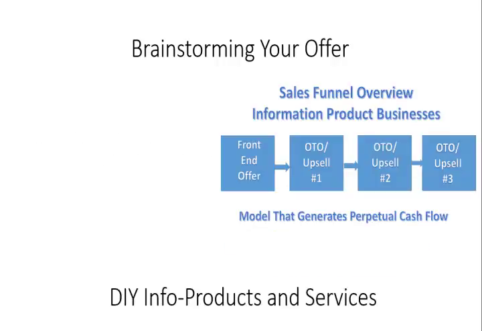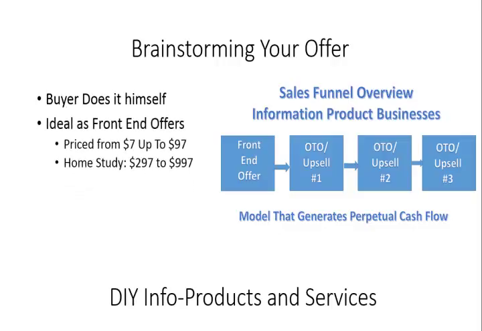Now, in terms of the do-it-yourself offer, or DIY, the buyer does it all themselves. They're going to get your info product, and then they're going to watch the videos. They're going to go through your documents or your PDF or listen to the audios, and then they're going to execute whatever the information tells them in order to get the result they want. So these are ideal as front-end offers. You can price them anywhere from $7 up to $97.